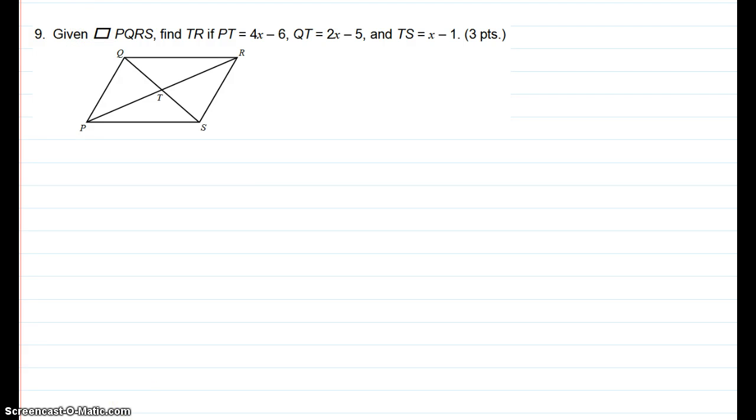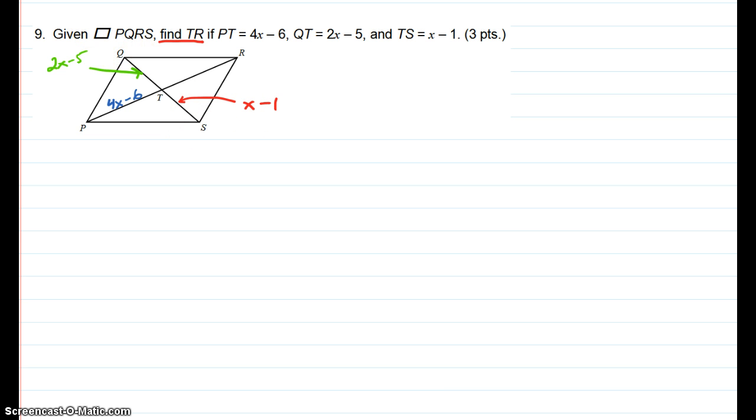Alright, for number 9, given parallelogram PQRS, find TR. So we want to find TR. If PT, so this piece right here, is 4x minus 6, and QT, this piece right here, is 2x minus 5, so this piece right here is 2x minus 5, and TS, this piece right here, is x minus 1.